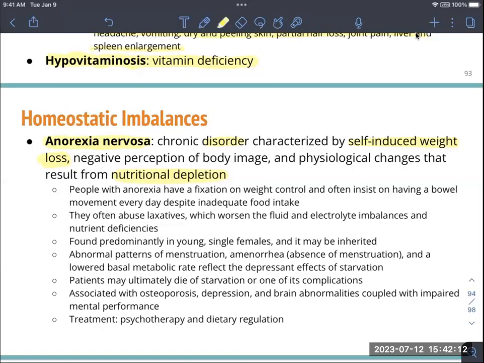If it's not treated, they will die of starvation or one of the complications to it. They usually end up with osteoporosis because they're not getting enough calcium and phosphorus in their diet. They're not getting enough hormones being released to maintain their bone density. They're usually depressed. They could have some brain abnormalities. Spend a lot of time in psychotherapy and diet regulation to understand that they need to have muscle on their body. They need to have some fat on their body to protect themselves, protect their organs. It takes a lot of retraining of their brain that it's okay to have a normal size body.